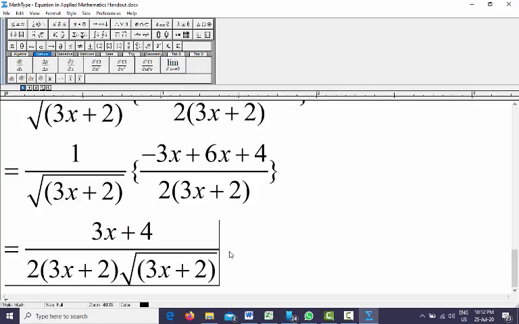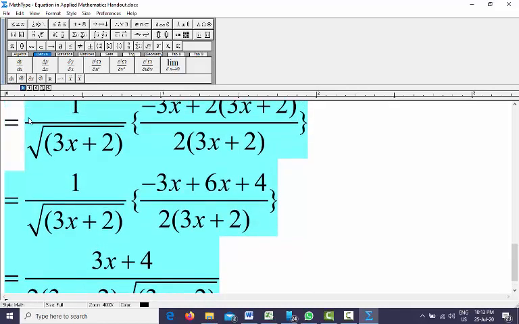You can keep it like that. This is the answer. So this way you can solve the question using the multiplication rule of differentiation.